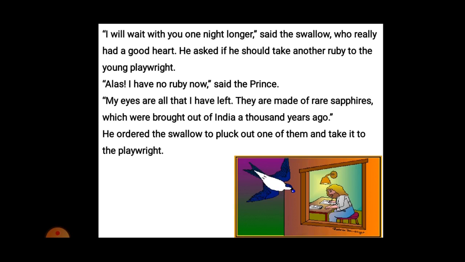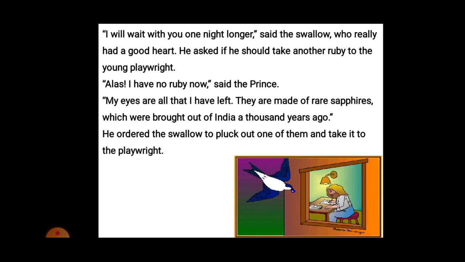"Alas, I have no ruby now," said the prince. Now I don't have any ruby. "My eyes are all that I have left." Only I have my eyes. "They are made of rare sapphire, which were brought out of India 1,000 years ago." So this sapphire has been brought out of India 1,000 years ago. That is the precious thing I have for my eyes. Now you can take it and give this to the playwright.